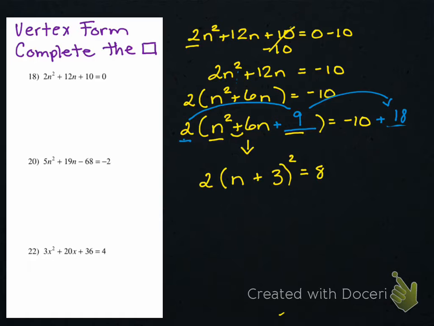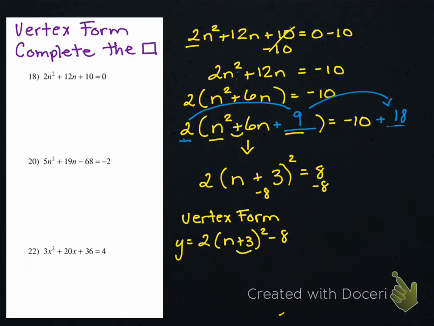And to be in vertex form, let's just identify that right now. Vertex form would have me actually minus that 8 over, and then set my little function equal to y. So I would have y equals 2 times the quantity of n plus 3 squared minus 8. That is vertex form right there. We're looking at it. And a vertex form isn't good unless you identify the vertex. And so here's my vertex, my h and my k.